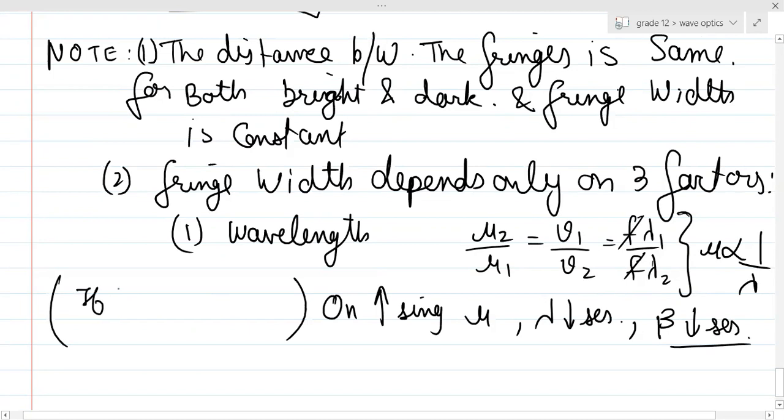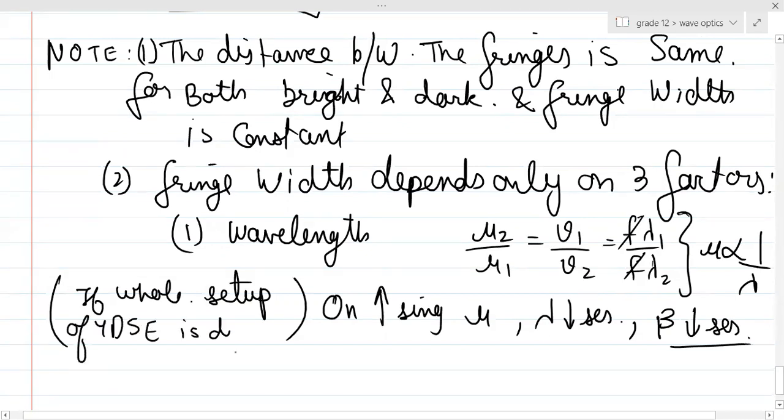So suppose this is a question somewhere: if the whole setup of YDSE is dipped in water, I'm giving this as an example. When you dip it in water, you are increasing the refractive index from 1 to 1.33, right? So lambda will decrease accordingly and fringe width will also decrease. So the first point, wavelength, is pretty much clear.